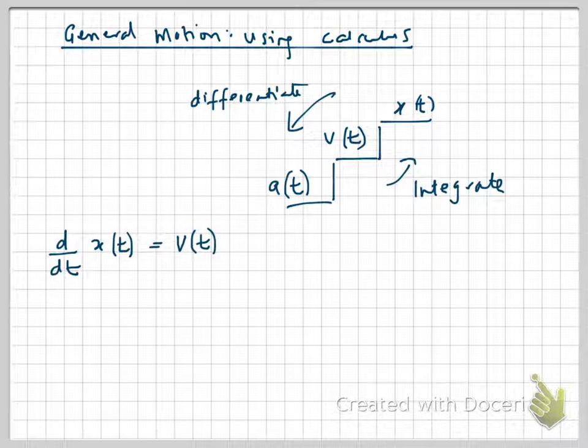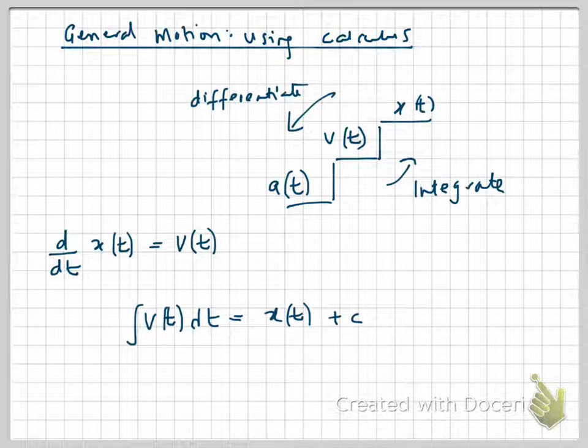So this is what it might look like in terms of differentiating. We've got a function of t, displacement is a function of t, and we differentiate with respect to time, and that gives us velocity. And if we were to integrate velocity as a function of time, it gives us displacement. Let's now look at some examples of how this works.